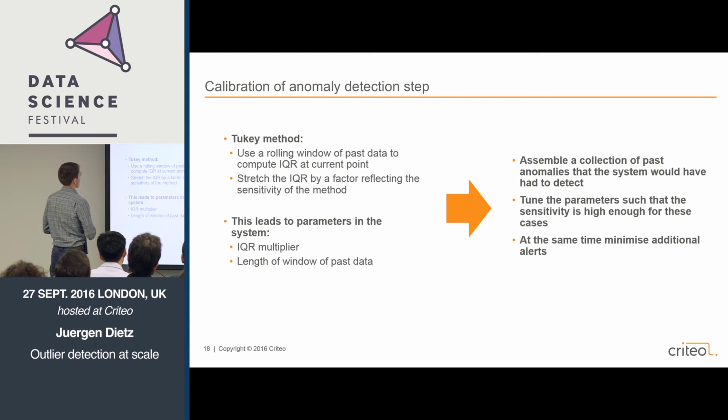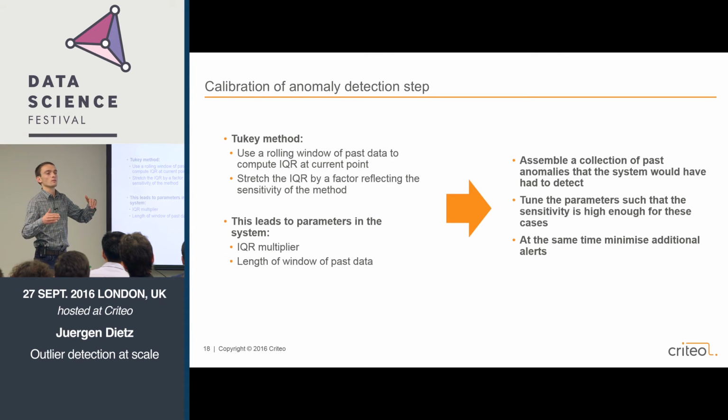So the way the Tukey method works is that with this rolling window, we collect the data from the past, we compute the interquartile range, and then that gets multiplied by a stretch factor that is sort of the sensitivity. If we increase the factor, we get higher Tukey fences, and it will take a stronger outlier to raise an alert. If we multiply with a smaller number, of course, it'll be more sensitive.